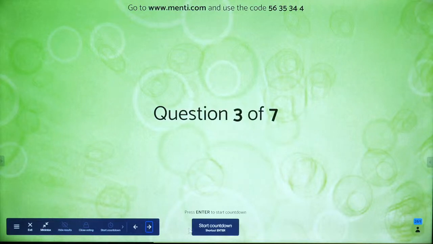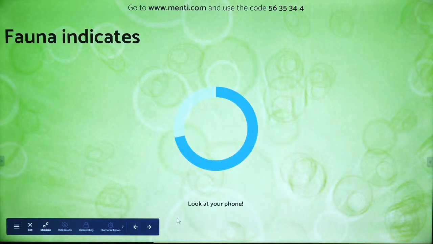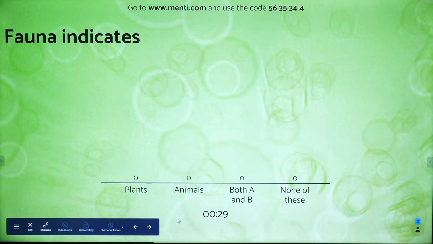Absolutely free question number 3. Thank you, Gayatri Mudri. Thank you so much. So fauna means what? I already told you what is fauna. It is plants, animals, both or none. What is fauna? Plants, animals, both or none.